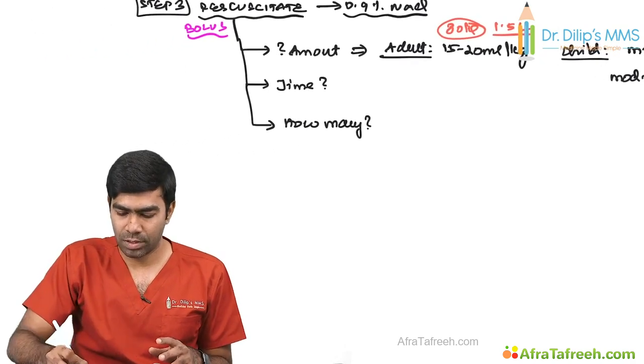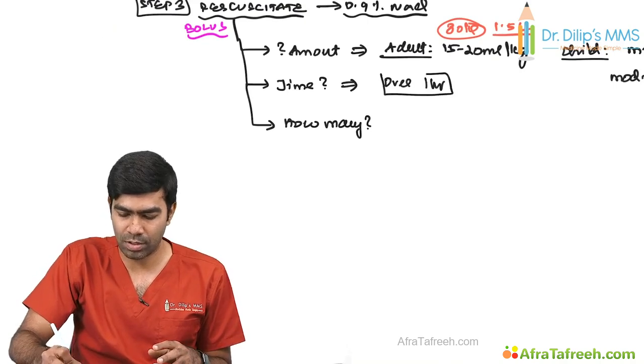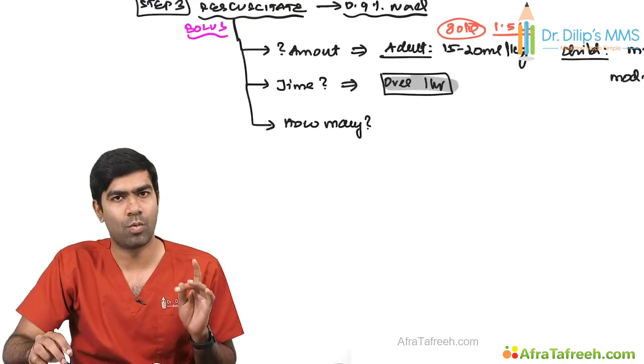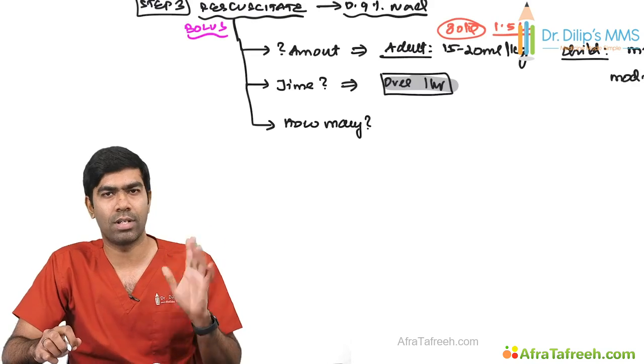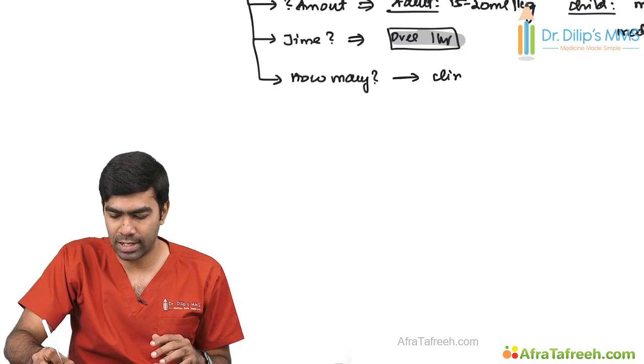The time over which the bolus has to be given is 1 hour. Some guidelines say 30 minutes also, but that kind of very aggressive fluid is not needed. In our institution, we often follow 1 hour, which is the standard. So 1 hour for each bolus. So how many boluses have to be given? That depends on the clinical status of the patient.